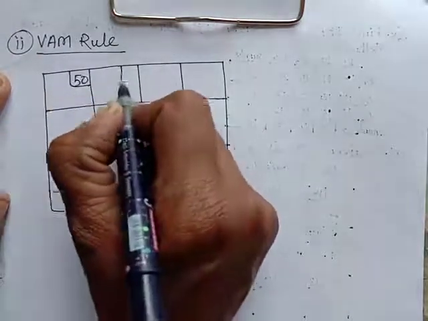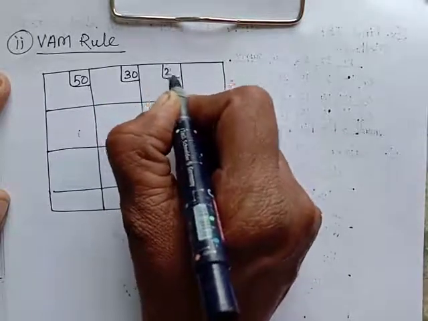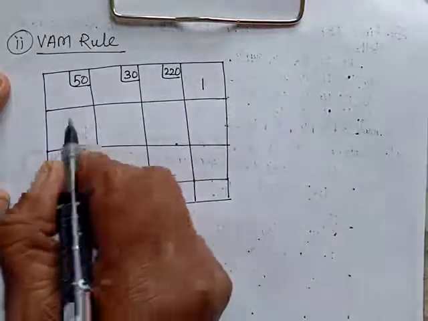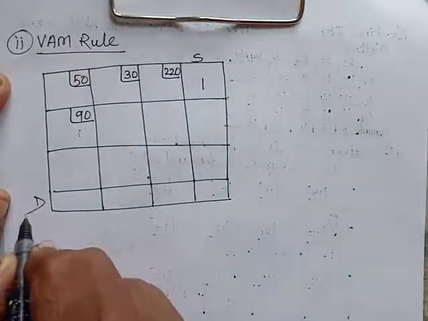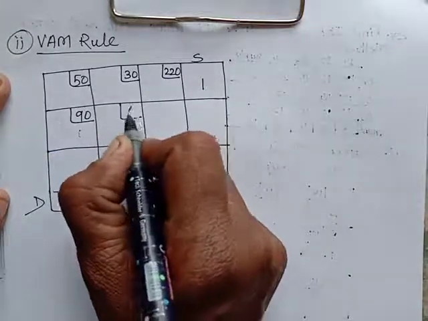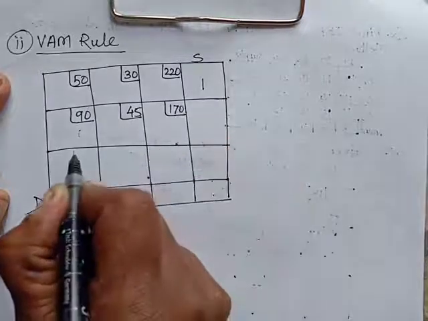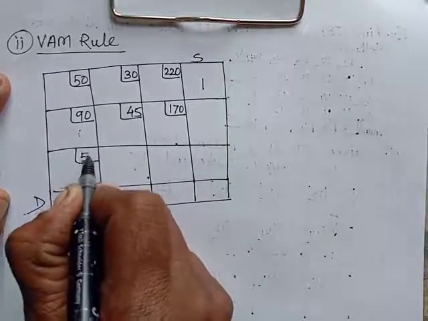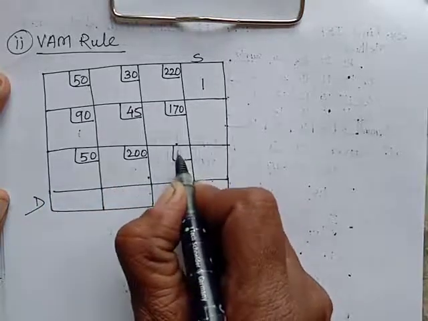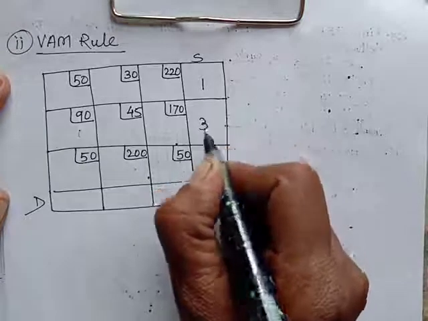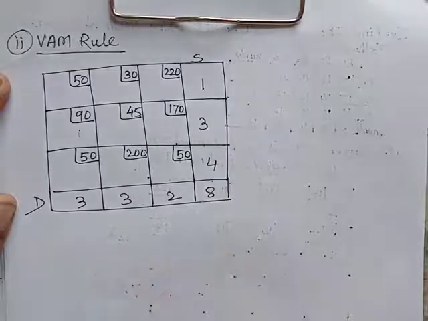Cost 50, 30, 221 supply, here 90, here demand 45, here 170, here 50, 200 and 50, 3, 4, here 3, 3, 2, that will be 8.